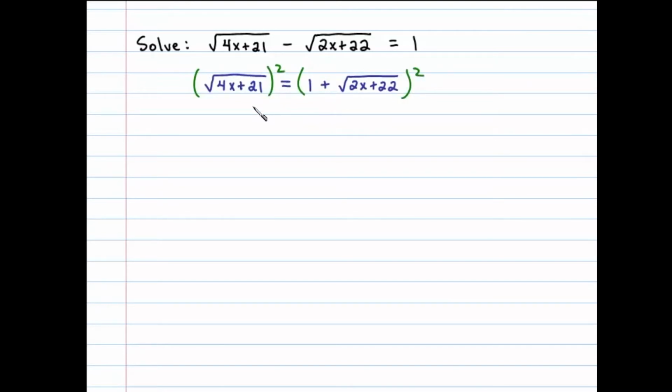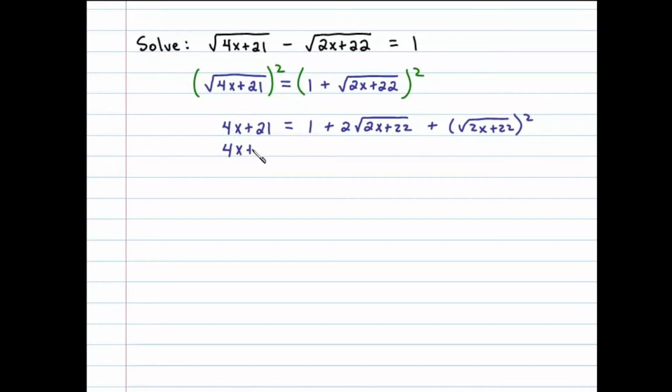Remember, doing this introduces the possibility for extraneous solutions, so we need to be sure to check our answers at the end. On the left side here we'll be left with 4x plus 21, and on the right side we know we have to distribute this. And that'll leave us with the first term squared, 1 squared is 1, plus 2 times the product of 1 times this square root, which leaves us with 2 times the square root of 2x plus 22, and then plus this last term squared. So we have the square root of 2x plus 22 squared.